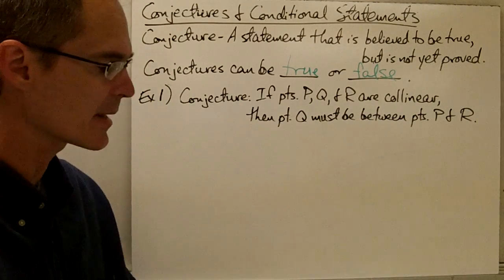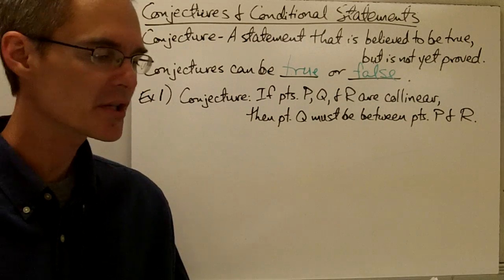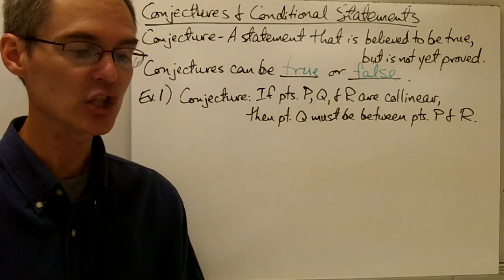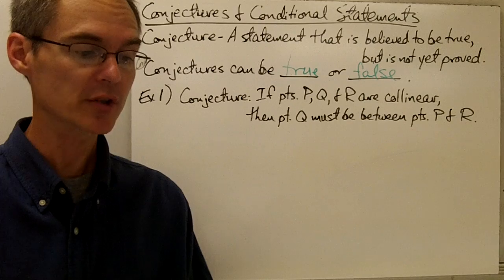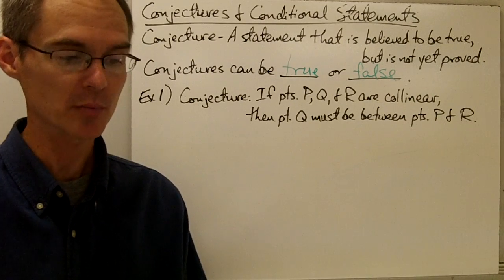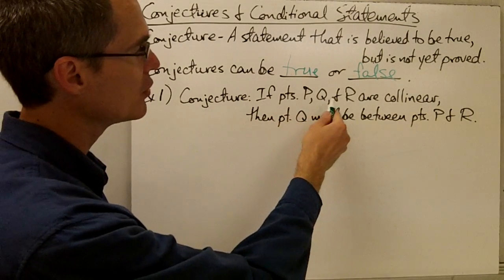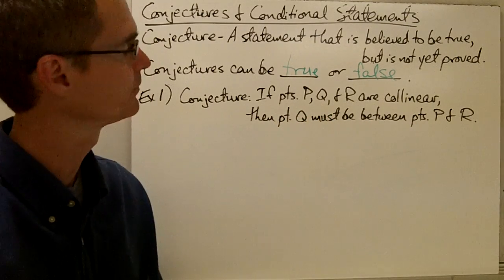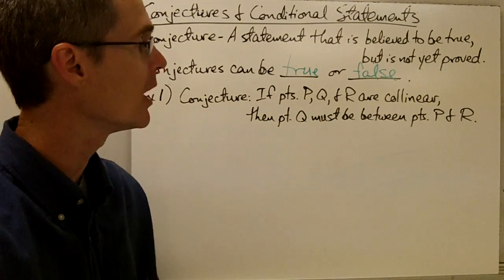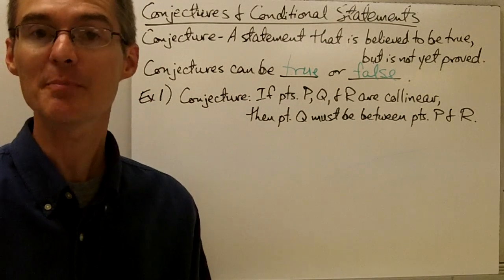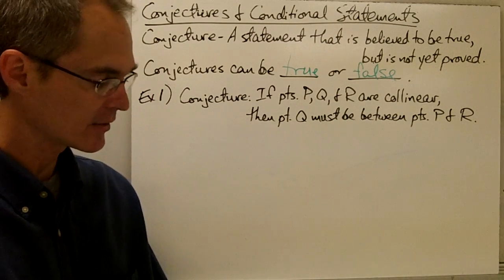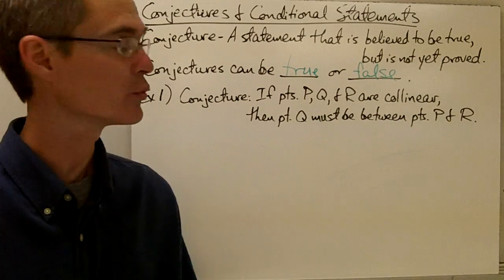Let's take a look at example number 1. Example 1 says, Susan is a new geometry student and she's made a conjecture based on her understanding of some of her new geometry terms. Susan's conjecture is, if points P, Q, and R are collinear, then point Q must be between points P and R. And the question says, is this conjecture true or false?